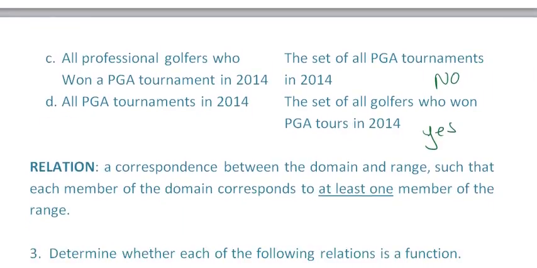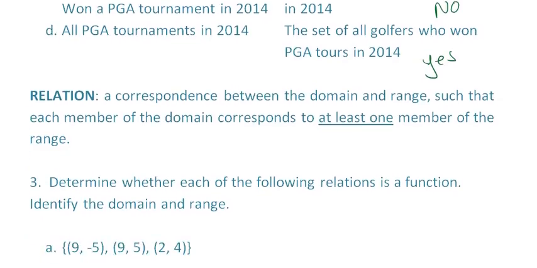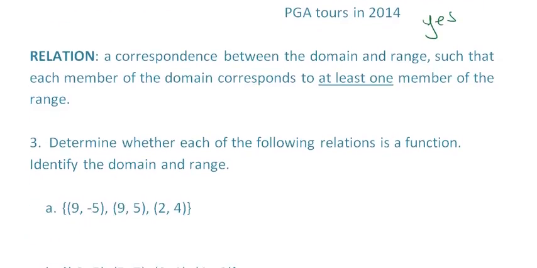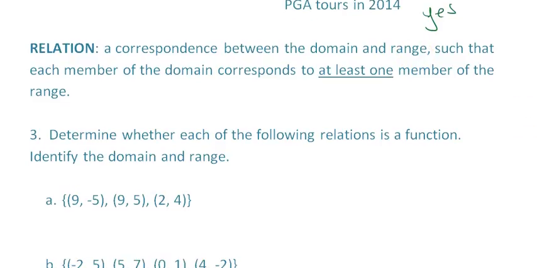All right, a relation, you may have thought of it as the opposite of a function, but it's really not. They're related. A relation is a correspondence between domain and range. You have a domain and range with a relation, but each member of the domain corresponds to at least one member of the range. In other words, it can have more than one arrow coming from it. So a lot of things would fall into relations. The C that we just did would be a relation.